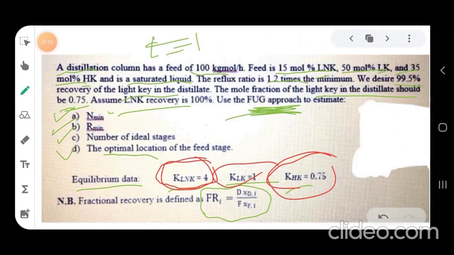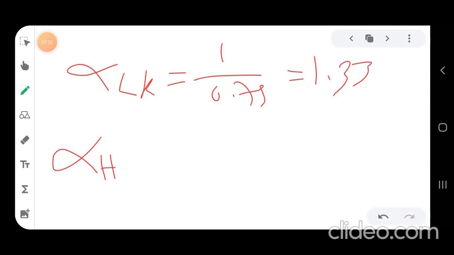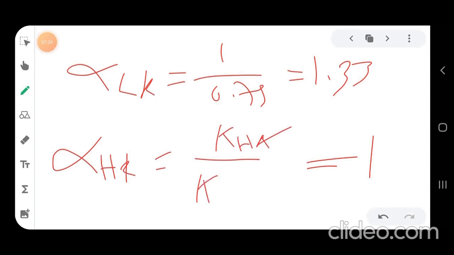And again, alpha for the light key will be K of the light key. It was given in the question, yeah? It is here, K of the light key 1 over K of the heavy key 0.75. Okay, so it will be 1 over 0.75, which is 1.33. Lastly, the alpha of the heavy key, of course, without doing anything, it will be for sure 1. Why? Because it is K of the heavy key, and we are finding the relative volatility with respect to the heavy key. So again, division by K of the heavy key. So it will be 1 always.